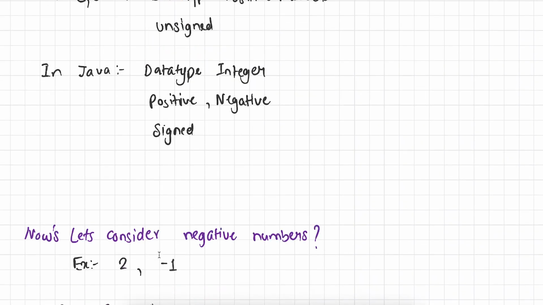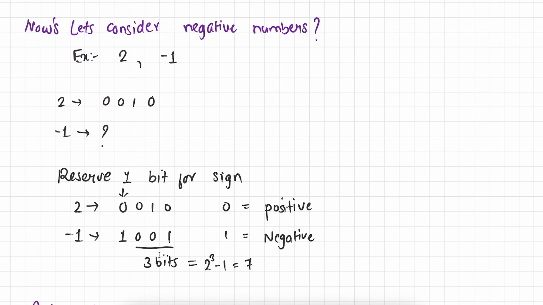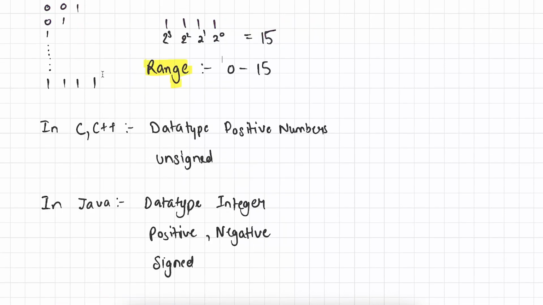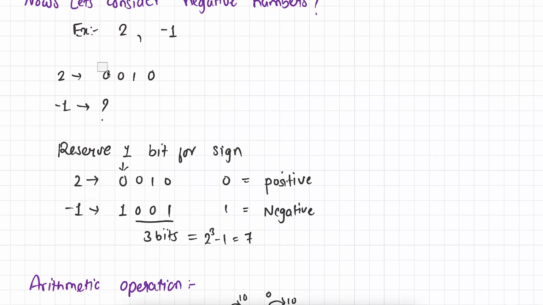Now the story begins when we include negative numbers in our number system. Let's consider that we now have to accommodate negative numbers also. For example, we have 2 and -1. How is 2 represented in binary? The binary representation of 2 is simply 0010. But how are we going to represent -1 in the binary system?